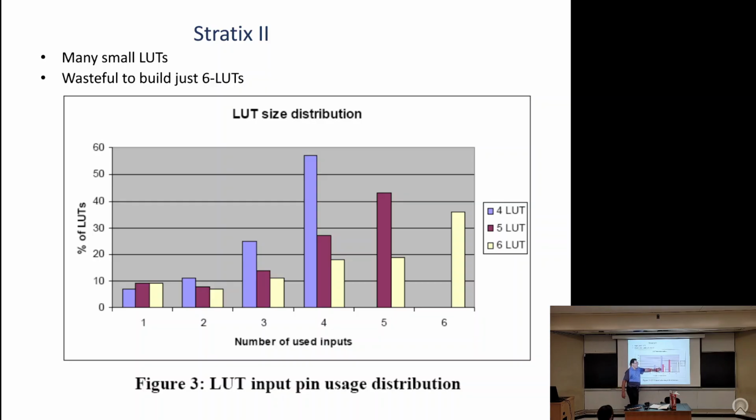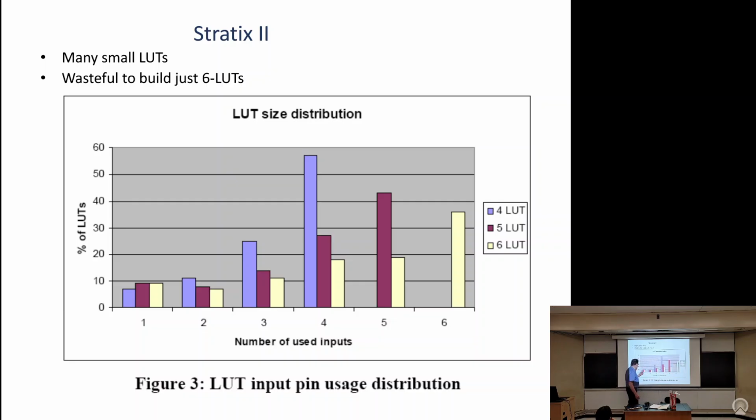Okay, what if we do 5 LUTs? Because we know that'll be a bit faster. It gets worse. Only 40-something% of the LUTs actually use 5 inputs, and the rest use 4 or fewer. And if we build 6 LUTs, only like 35% were using all 6 inputs. Why don't you use all 6 inputs? So there's lots of reasons.